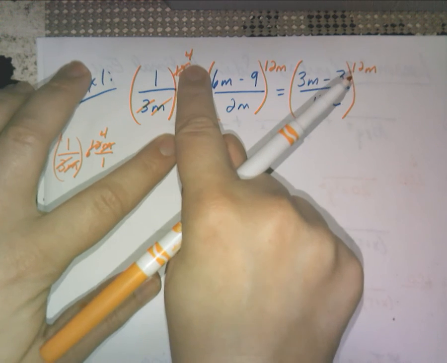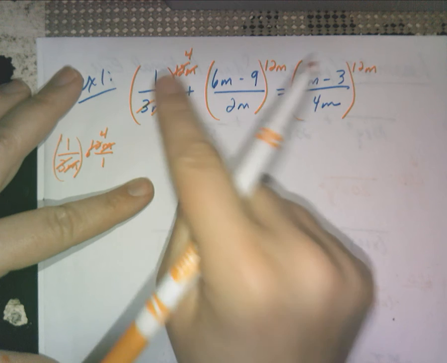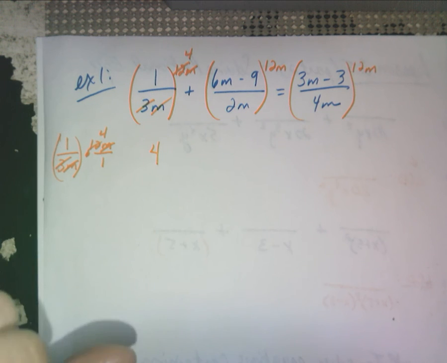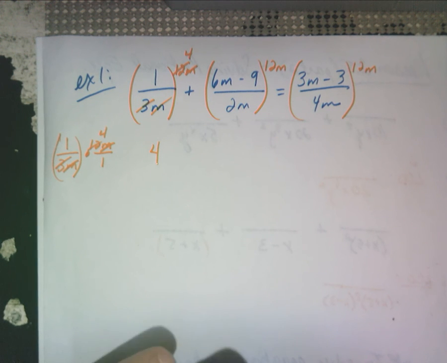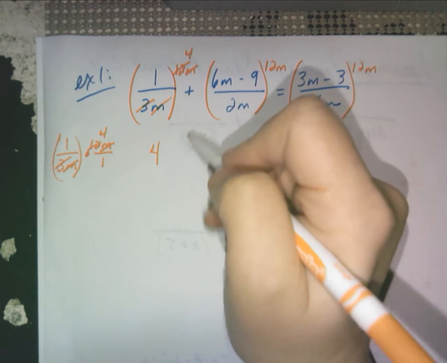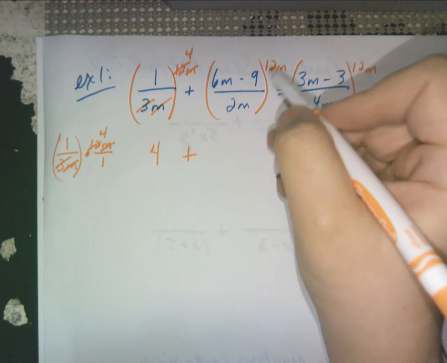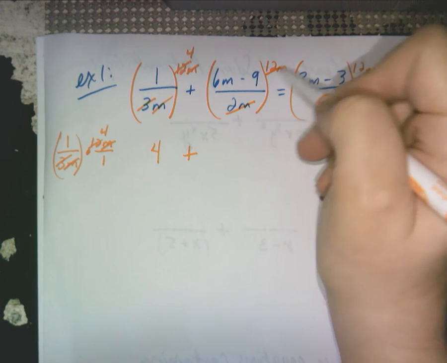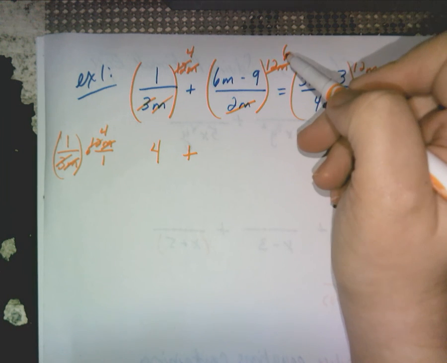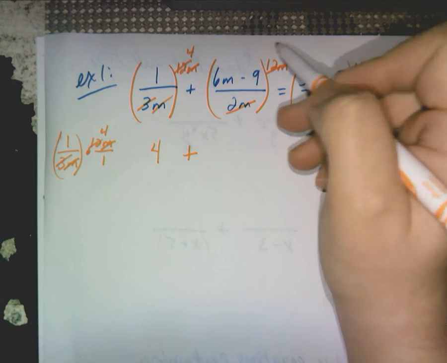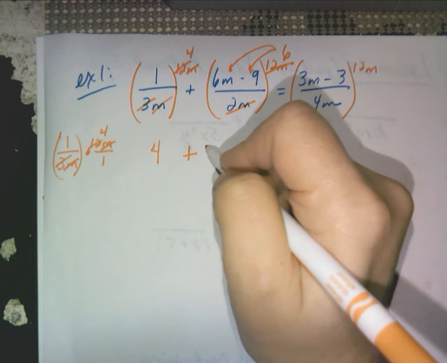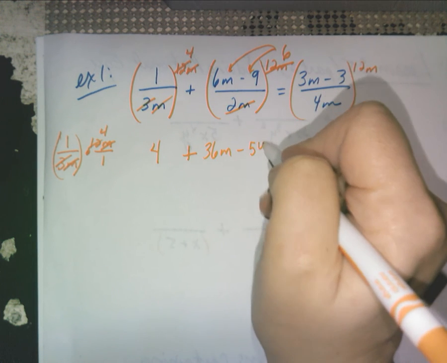What do I do with that 4? I multiply it to the 1 in this numerator, and that's all I have left now. I don't have a fraction. You no longer have fractions when you multiply everything by the common denominator. Now I put my plus. How many times does 2M go into 12M now? 6. What do I do with that 6? Distribute it. So I should have 36M minus 54.